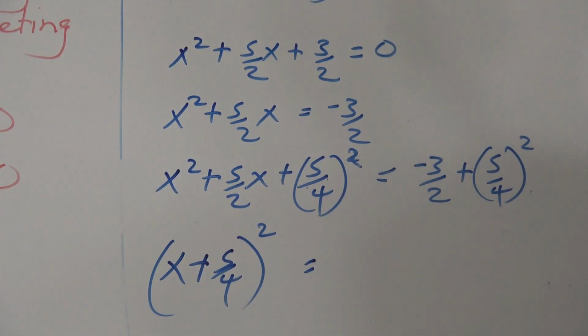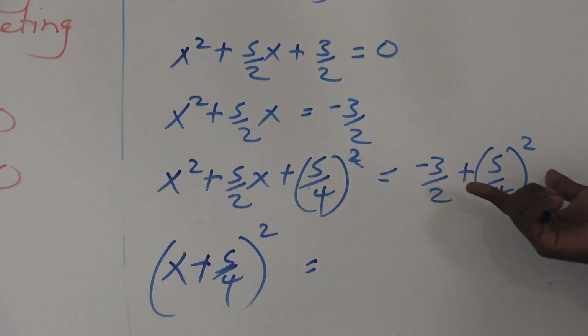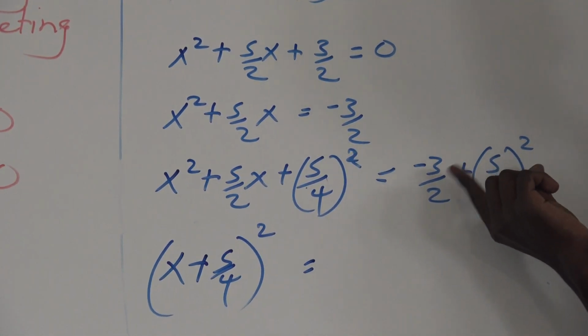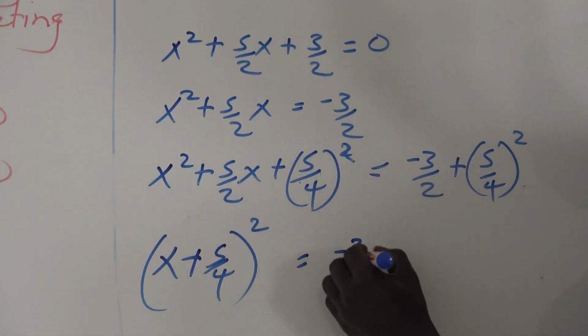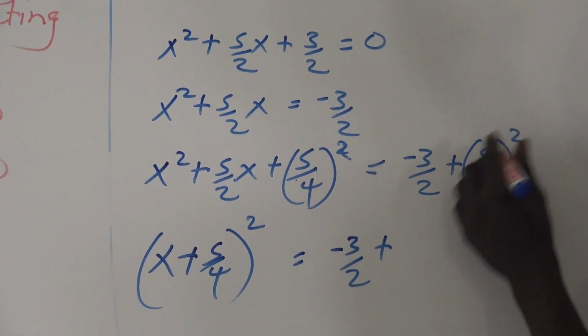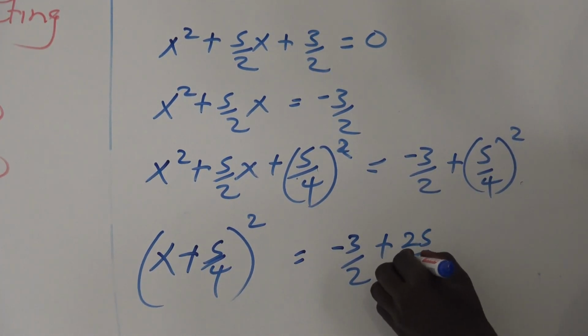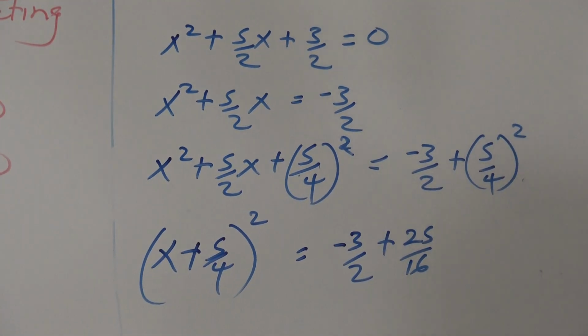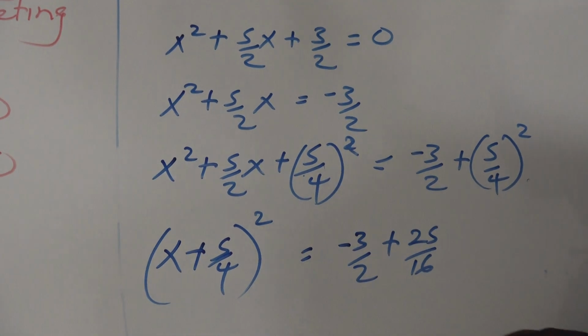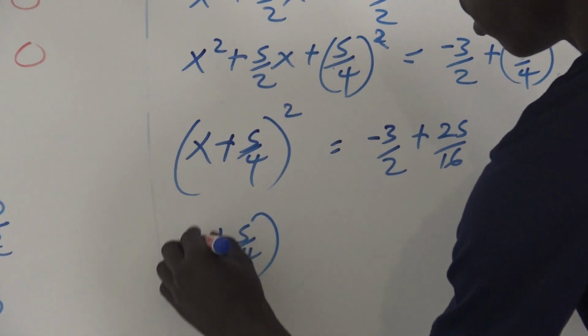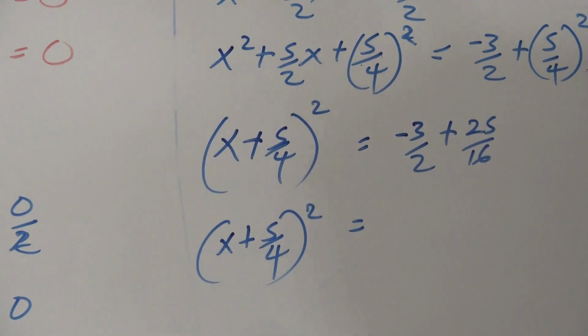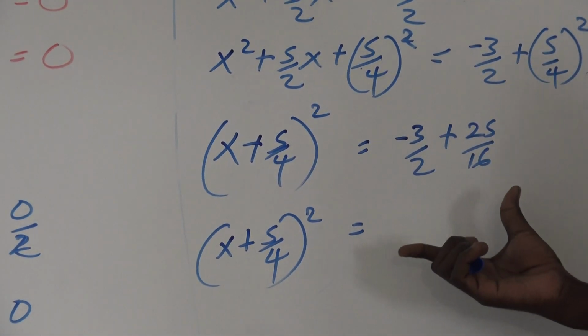Then from there, you come now to this side. You have to square this one, which is in the bracket, which becomes negative 3 out of 2, plus this one, which is 25 out of 16. So after making that one, this one will be now x plus 5 out of 4, the whole thing squared, which gives us, now we here get the LCM.